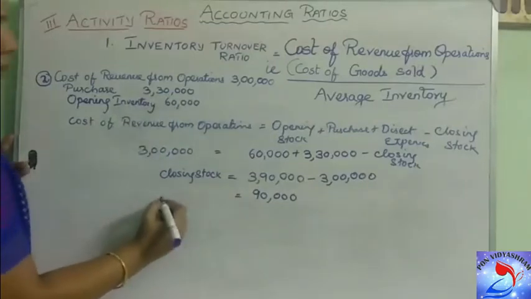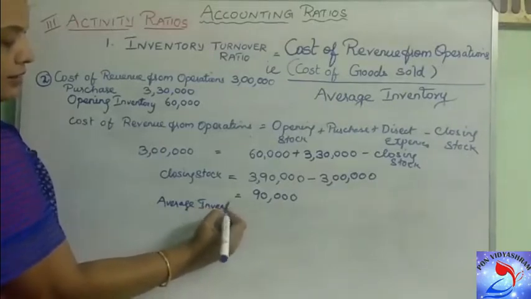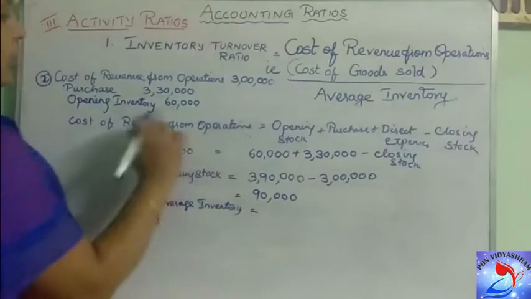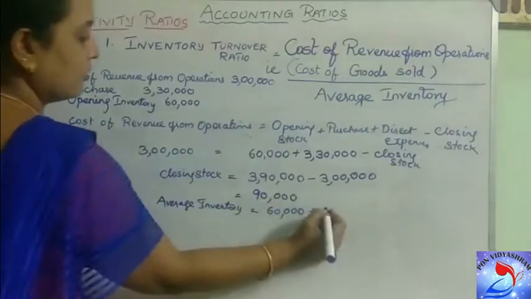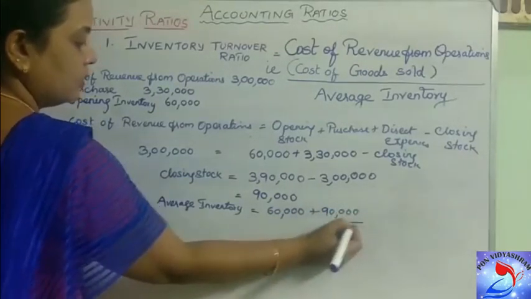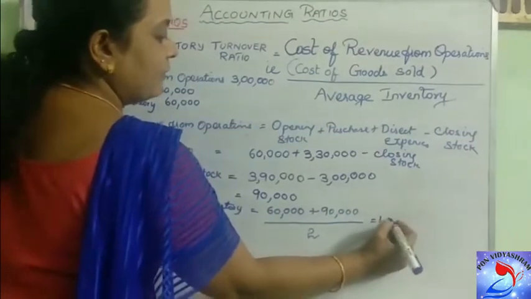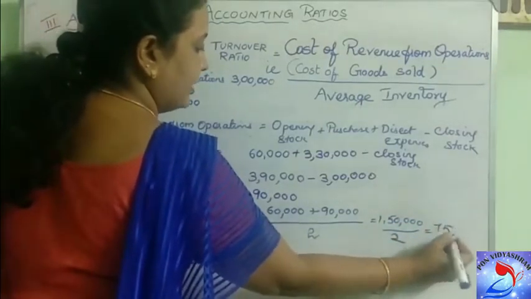Now we can easily find out the average inventory. See, closing stock or closing inventory, both are the same. Inventory means itself, it is stock only. So average inventory: opening inventory is 60,000. What is the closing inventory? Closing stock which we found out. This is 90,000, divided by 2. So 60 plus 90 will give you 1,50,000. 1,50,000 divided by 2 is 75,000.